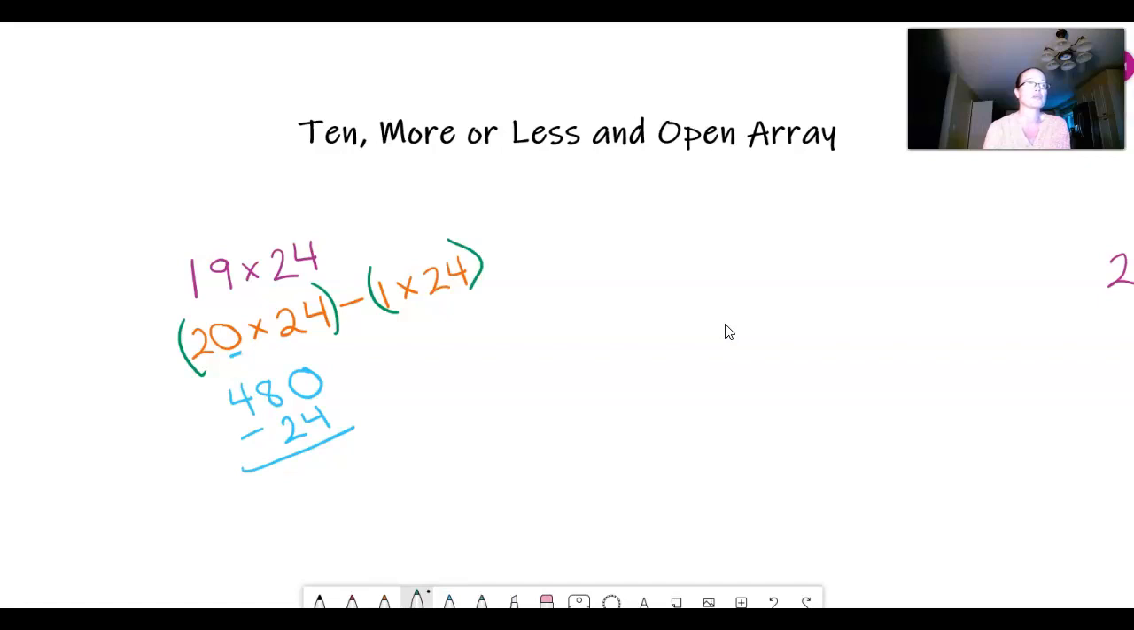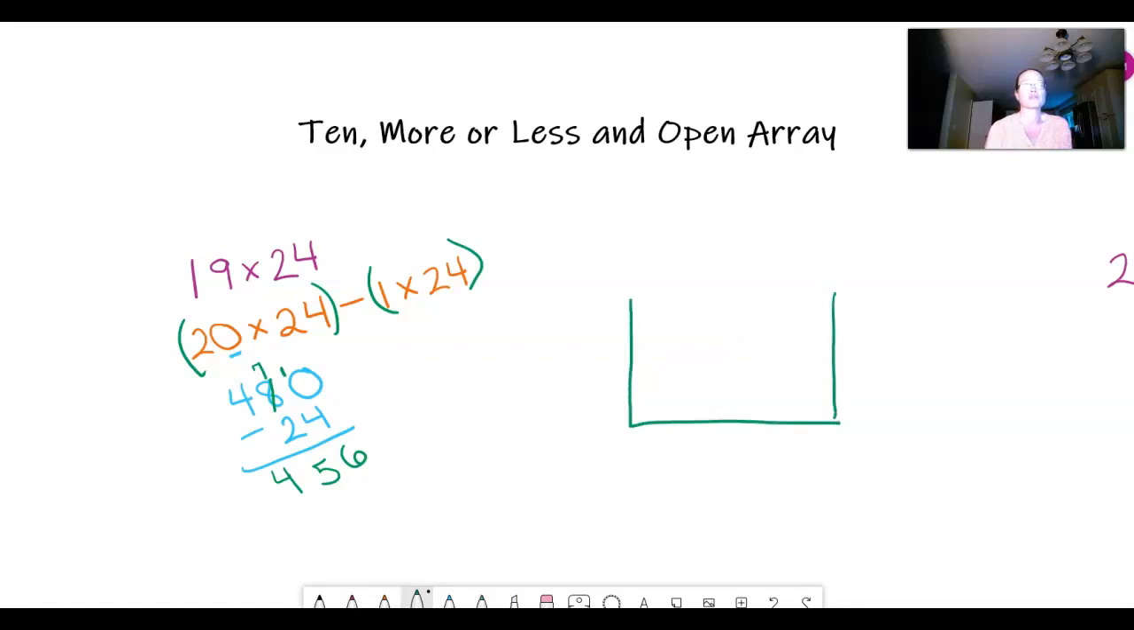Remember, when we're subtracting, we always start in the ones place. And this 0, it needs to borrow because it needs to be 10 ones. So I'm going to go over to my tens place, take one of the tens away and move it here and change it to 10 ones. Now I can take away 4. That gives me 6. 7 minus 2 is 5, and I bring down my 4 for 456. Let's check this with an array.